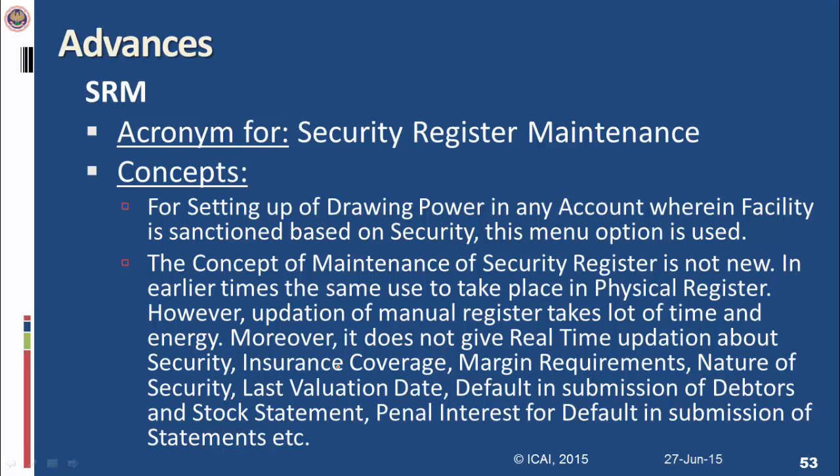Important aspects under the securities are the valuations and the insurance renewal part. Through the manual mode, it is nearly impossible to track these kinds of cases. Hence, the bank can use security register maintenance for that feature. It can also be used to give drawing power or the facility to multiple accounts, where there is a common security and the facility is to be extended to multiple accounts. That is also possible through security register maintenance. The command is SRM.